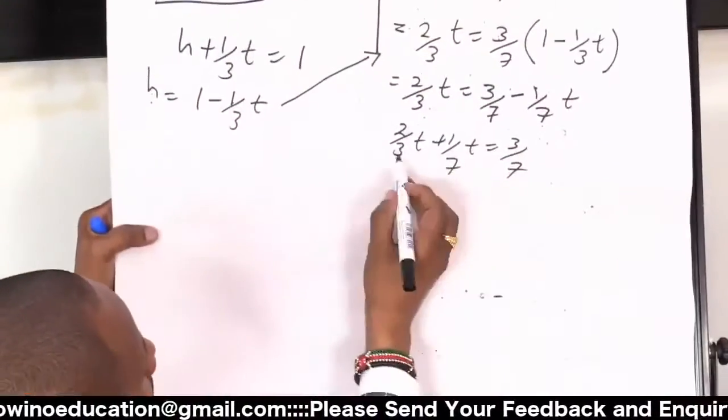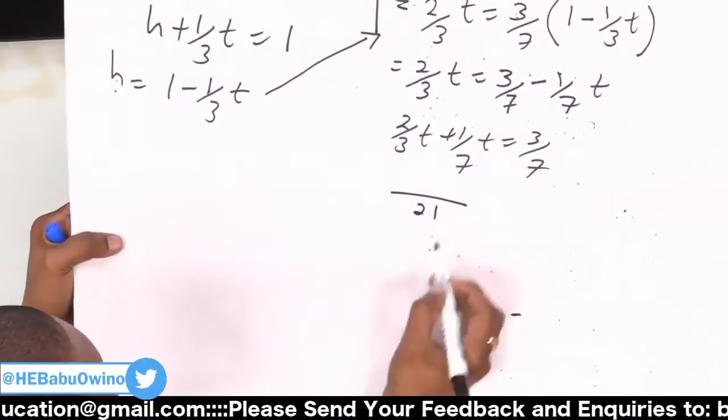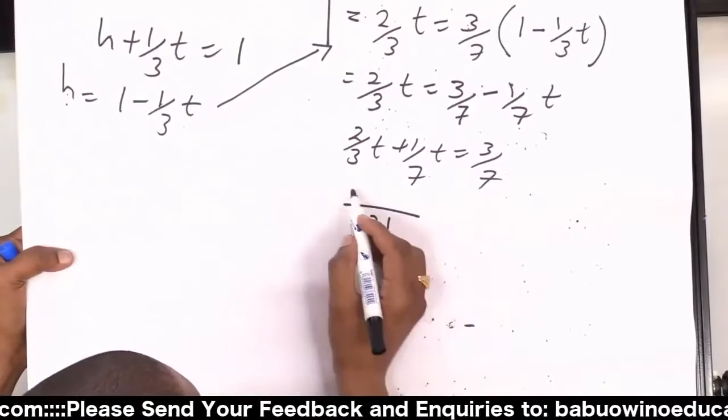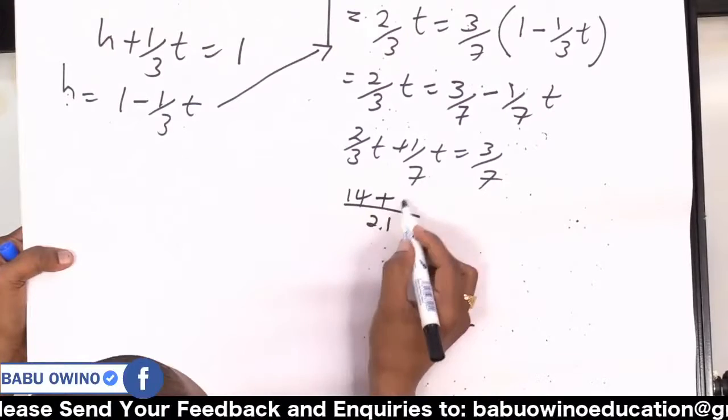So here, get the LCM of this, which is 21. Then 3 goes into 21 7 times. 7 times 2 is 14. Plus, this goes here, 3.